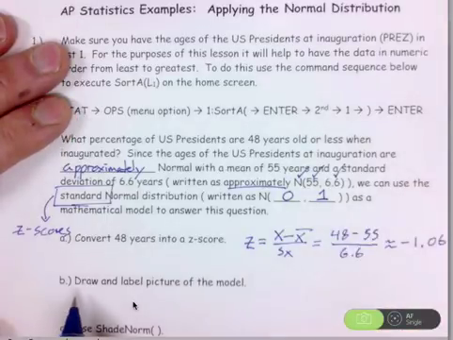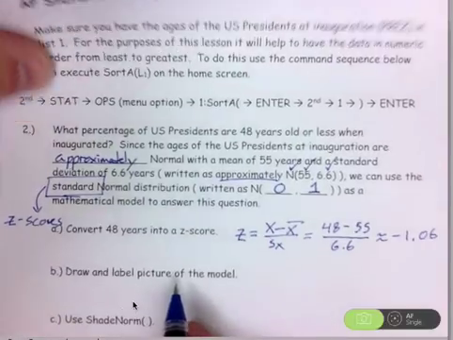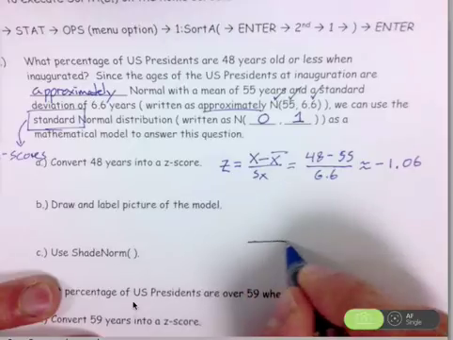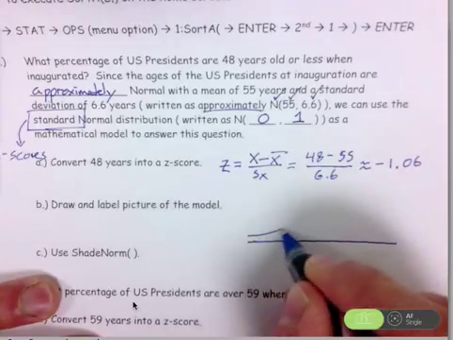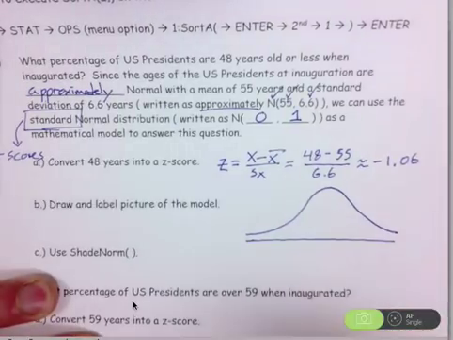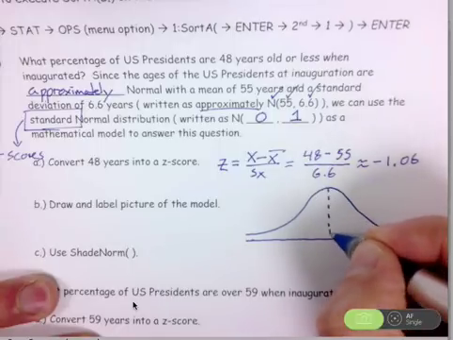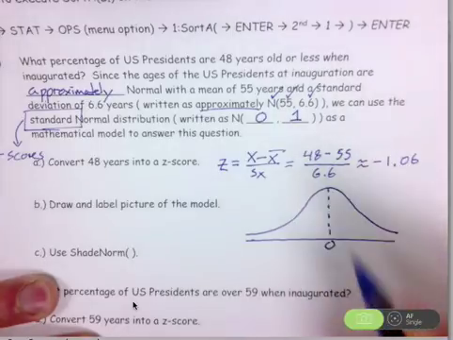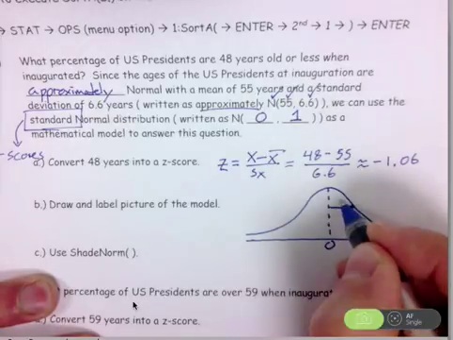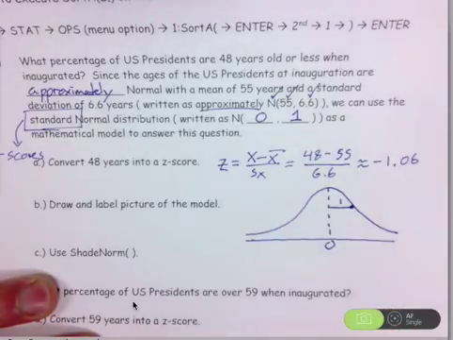So the best way to show your work is to draw and label a picture of the model. Well, this model, we know that the shape is the bell curve. So I will draw my bell curve. To be a density function, I need to be using the standard normal distribution. So my mean should be 0 since I'm using z-scores. My standard deviation is 1. So I'll approximate 1 standard deviation out from the mean. There's my distance for 1 standard deviation out from the mean.